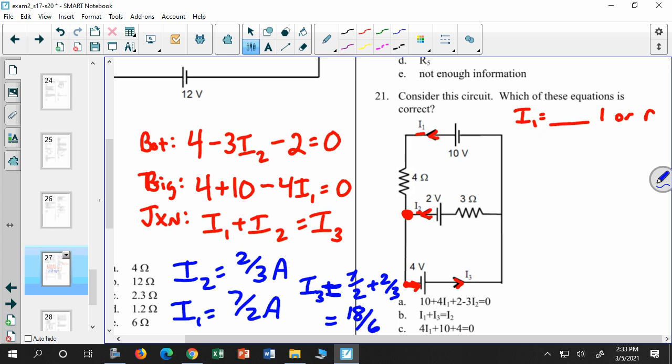So then I would report all of those, and then I1 would be to the left, I2 would be to the left, and I3 would be to the right. That's 3 questions on your free response. Easy, right?